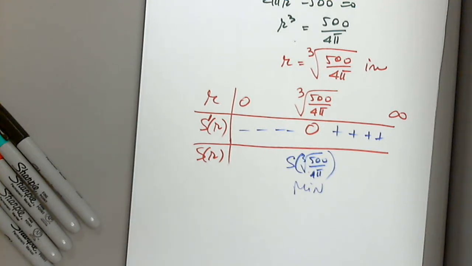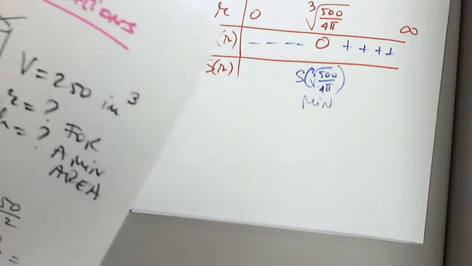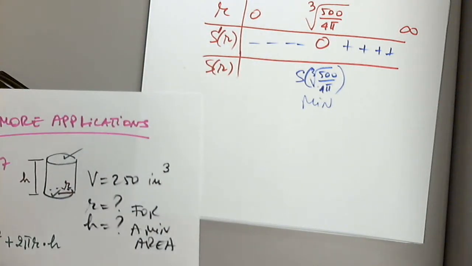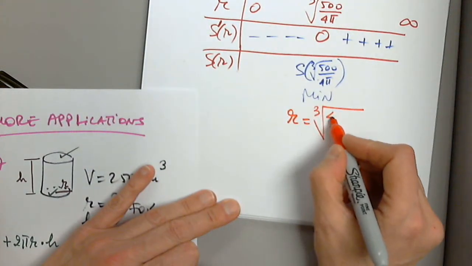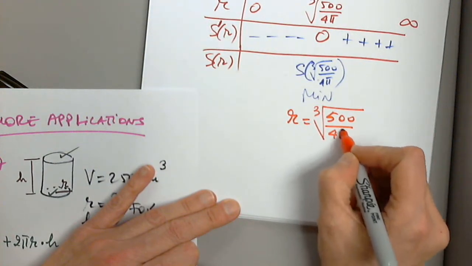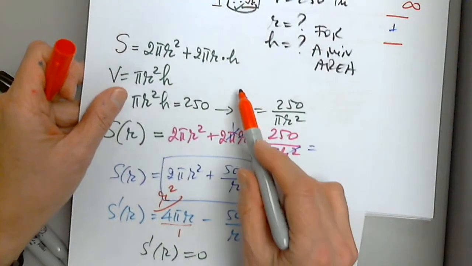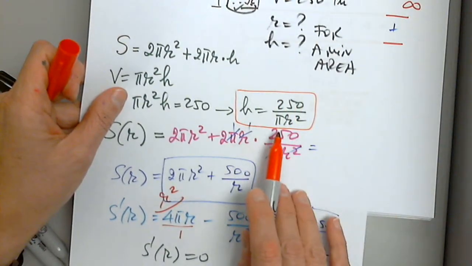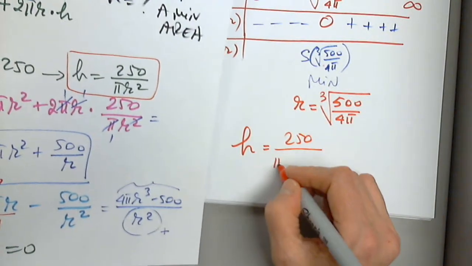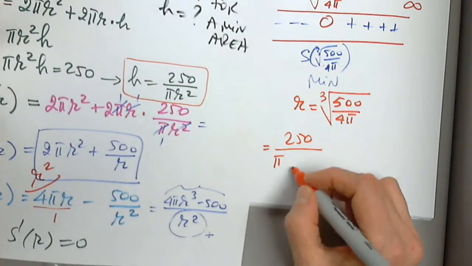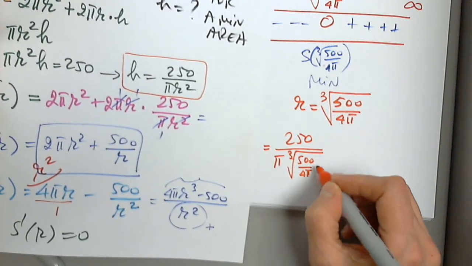Now, we have not finished because we are asked to find both the radius and the height. So we found the radius that gives a minimum surface, which is this. But now they're also asking us to find this. Not a problem. I have the formula because I solved for h initially. So this will be 250 divided by pi, and then I have to square this. So it's the cube root of 500 over 4 pi squared.